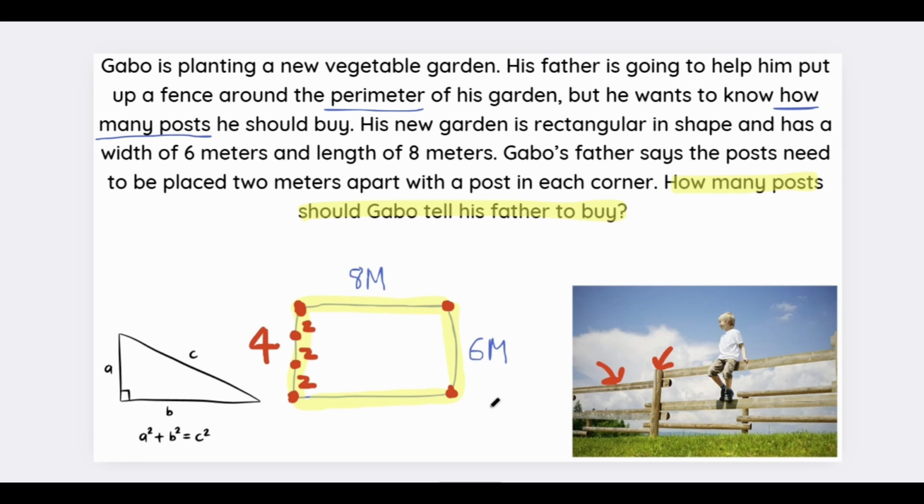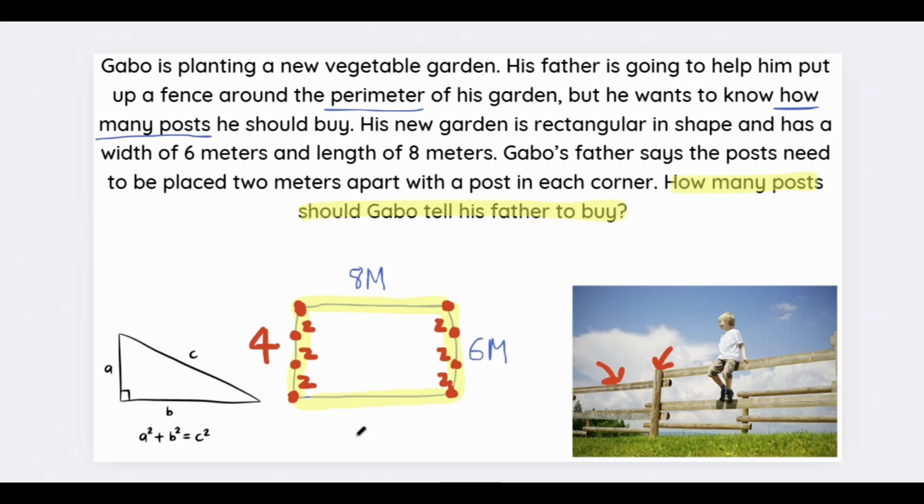On the other side, let's do the same thing. Post here, post here, and post here. 2 meters apart, 2 meters apart, 2 meters apart. So we need 4 posts on this side as well. Now, here comes the tricky part. Let's figure out how many posts we need on the length.